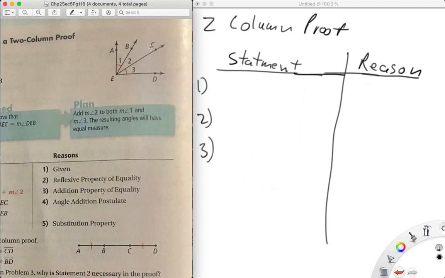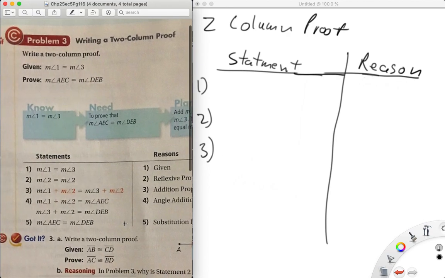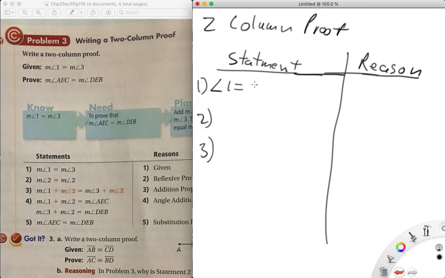So in order for us to prove that those two are the same, we have to say that both of the angles, 1 and 3, are both added with 2. And since they're both added with the same thing, then they must be equal. And we have to use various properties to prove that. So, the first line will always be our given. Angle 1 is equal to angle 3. That is given to us in the problem. That is given to us in the picture.